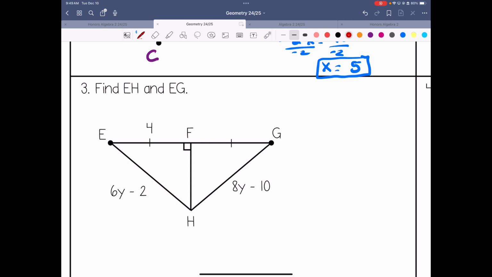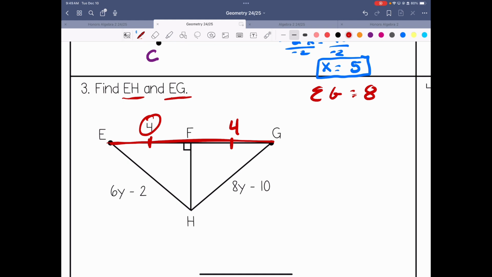Okay, so we've got these two pieces are congruent to each other. So if this one's 4, this one has to be 4, right? And they ask us for the distance from E to H and E to G. So E to G is this distance right here. That distance is just going to be 8.